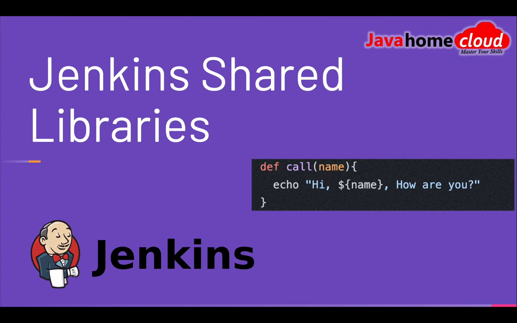For example, I have a logic to deploy a WAR file to Tomcat, and I want to reuse this logic in multiple pipeline jobs. I can use a shared library, put this logic there, and reuse that logic everywhere in our pipeline jobs. In this lecture, we will see a step-by-step approach: how to create a shared library, and how to use shared libraries in Jenkins pipeline jobs.